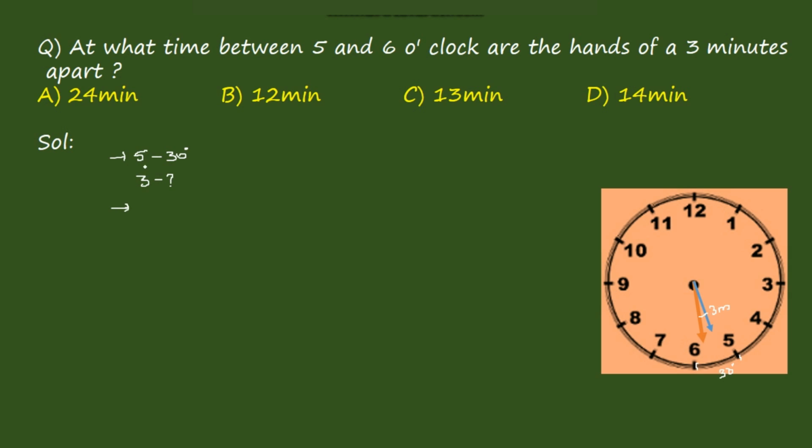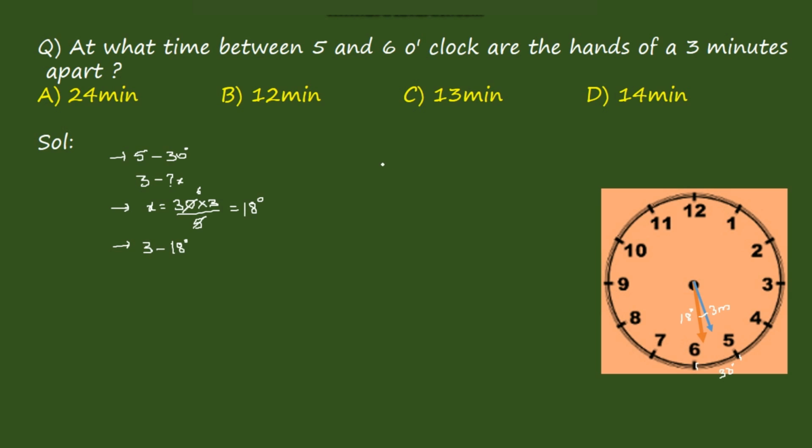5 minutes form 30 degrees. In 3 minutes, how many degrees? It's nothing but cross multiplying. If you consider this as x, then x is equal to 30 into 3 by 5, which becomes 6 3s, nothing but 18 degrees. So for 3 minutes it forms 18 degrees.